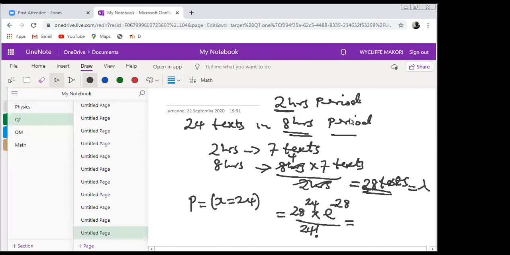Then this one, you just feed into the calculator directly, because I know 28 power 24 is a very big number. 28 power 24 times e, which is shift E, negative 28, then press equals, and then you divide the answer by 24 factorial, which gives you 0.060095, something like that.